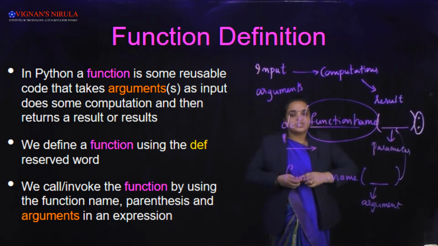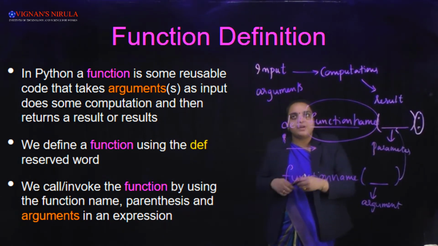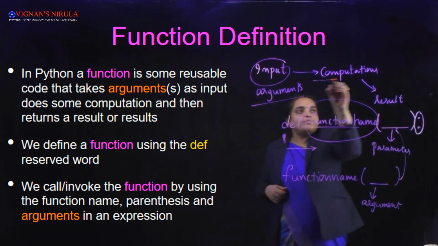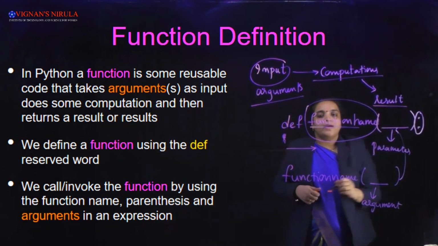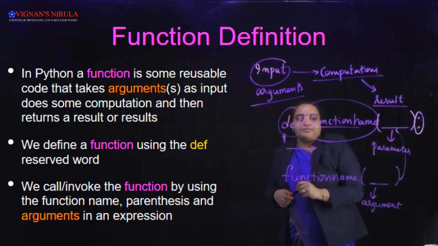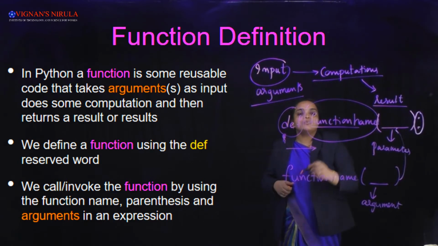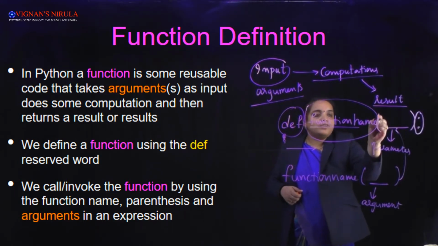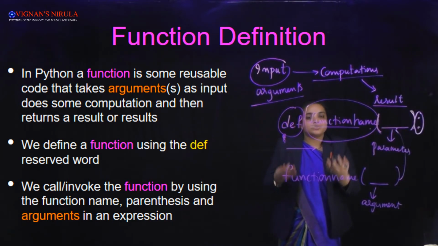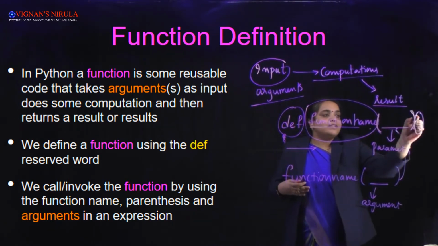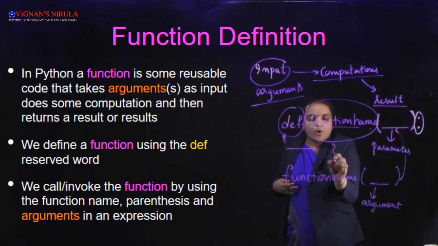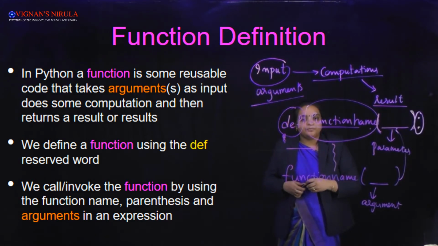So what is a function? A function is some reusable code which takes input as arguments and performs some computation which gives you the result. To design a function, we use def. Def is a keyword which is followed by the function name and a parenthesis. Inside the parenthesis, you have to supply the parameters to use in your function. It will start with a colon, followed by an indentation, and you write the block of statements. Is that clear? Yes.